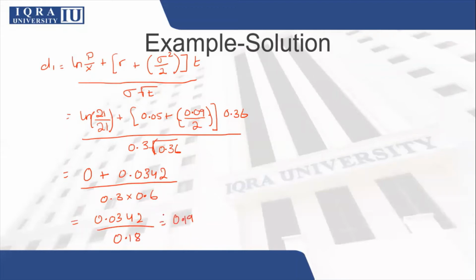This is your D1. Now using your D1, you can calculate your D2. The formula for D2 was D1 minus this. So you have calculated D1, it is 0.19, minus, let me see, this was 0.3 and this is 0.36.